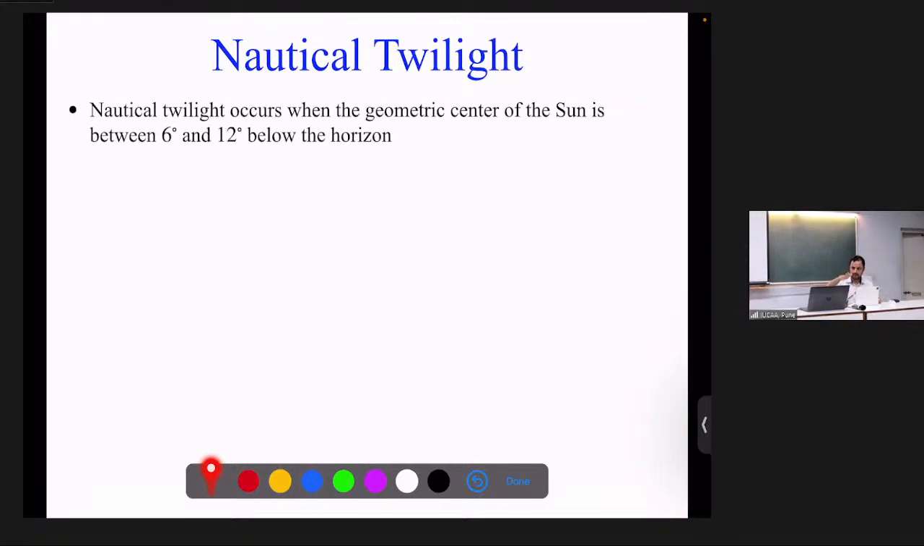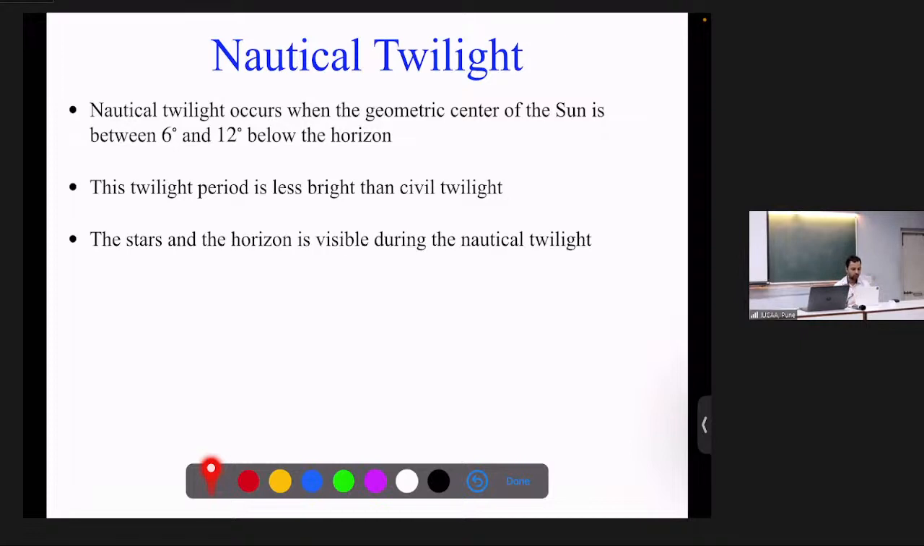It is again the same concept, but when the sun is between 6 degrees and 12 degrees below the horizon. So you understand, after sunset, first civil twilight will come, and then you will have nautical twilight. In this time, the light will be less bright compared to civil twilight because the sun has gone further down. During nautical twilight, the stars and the horizon are both visible. You will start seeing the stars.